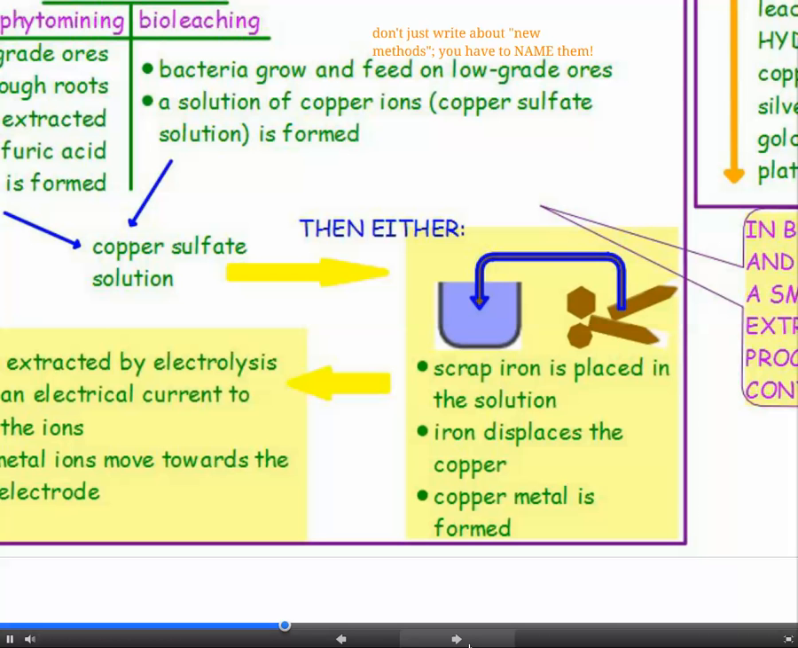Now both these processes result in a solution of copper sulphate. So we need to then get the copper metal from the copper sulphate solution. So there's two ways of doing that. Either scrap iron is placed in the solution. Now iron is more reactive than copper, so iron displaces copper from copper sulphate. So we end up with iron sulphate and copper metal.